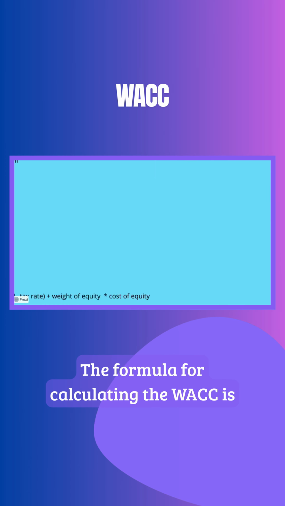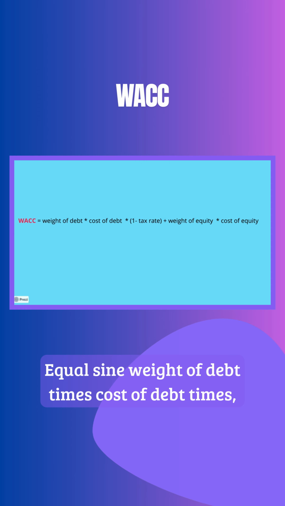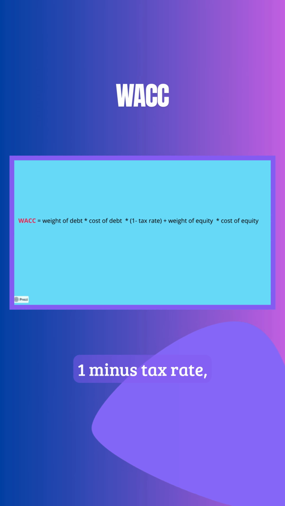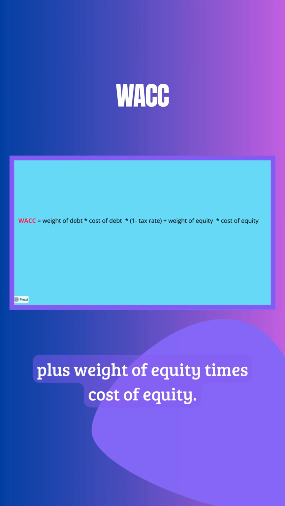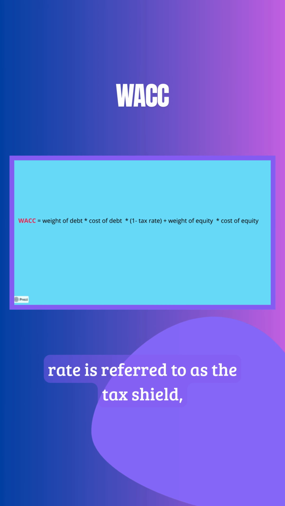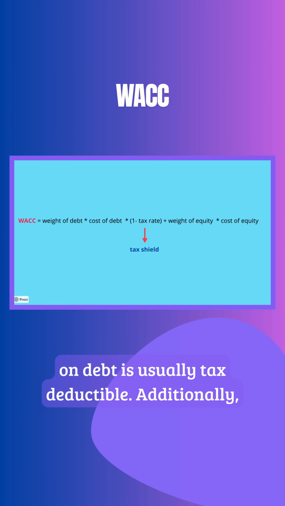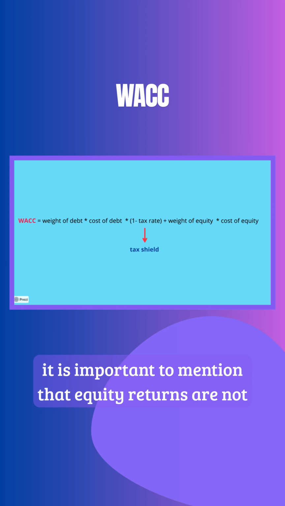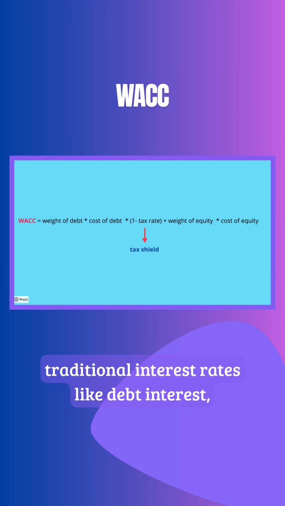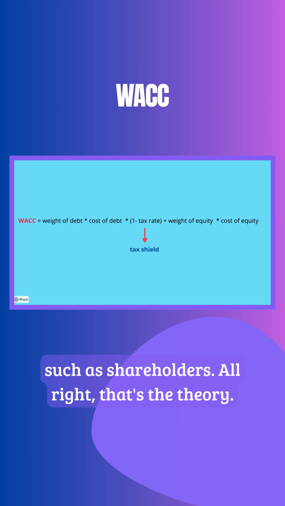The formula for calculating the WACC is as follows: WACC equals weight of debt times cost of debt times 1 minus tax rate, plus weight of equity times cost of equity. Multiplying the cost of debt by 1 minus tax rate is referred to as the tax shield, which reduces our tax liability since the interest paid on debt is usually tax deductible. Additionally, it is important to mention that equity returns are not traditional interest rates like debt interest, but rather the return on equity required by equity holders, such as shareholders.